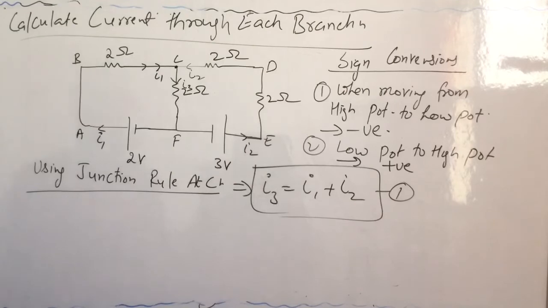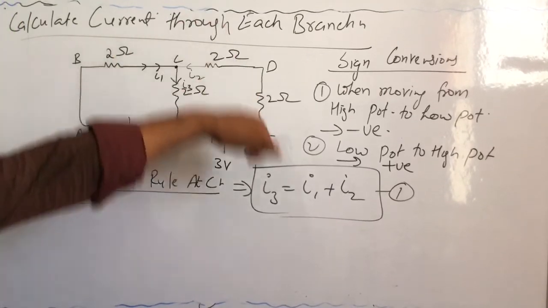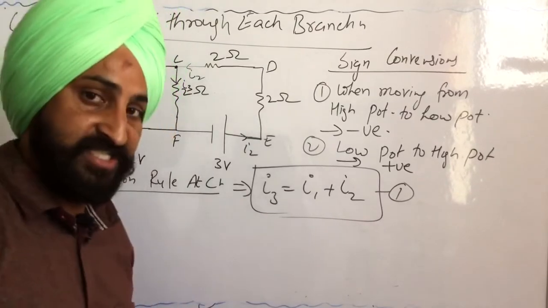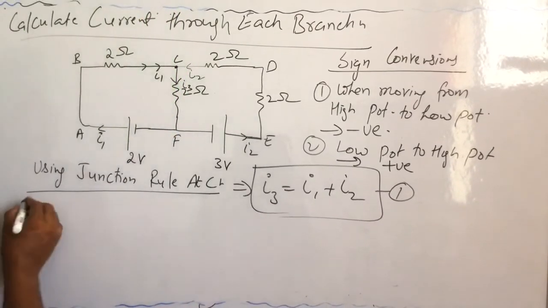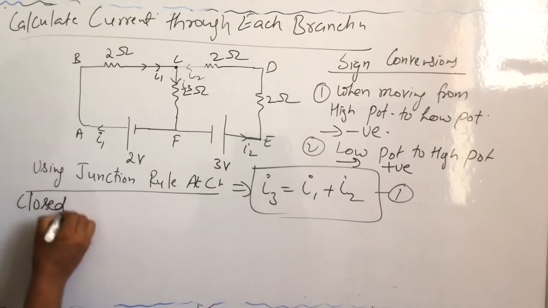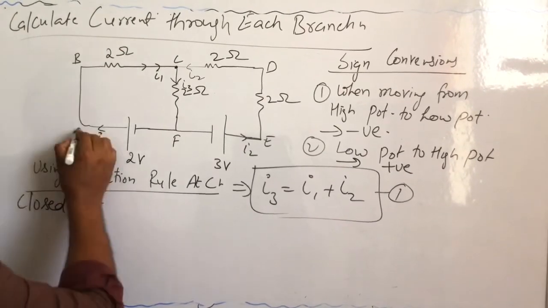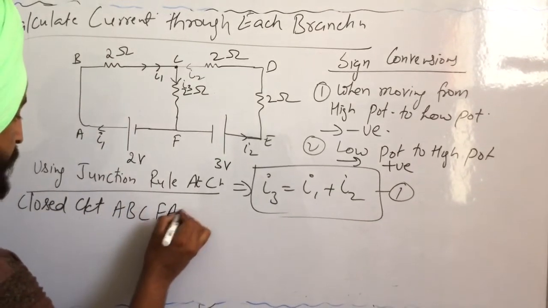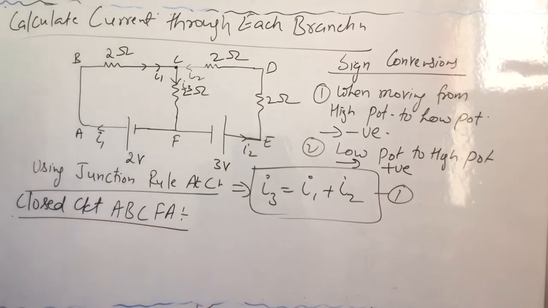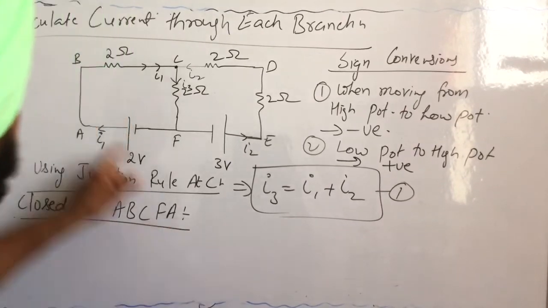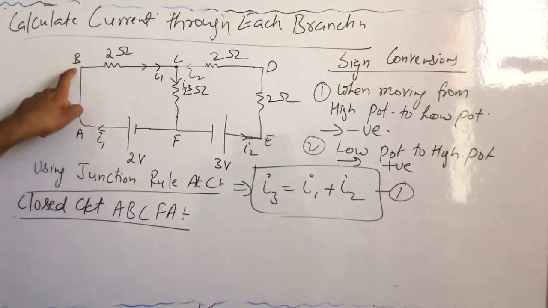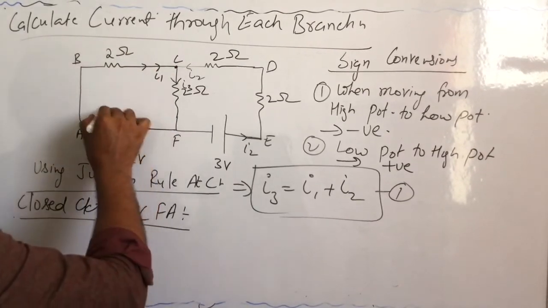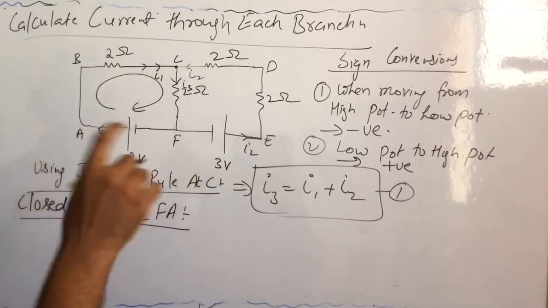Now we will be making some loops to apply the voltage law, because the voltage law is always applied in a closed loop, in a closed circuit. So firstly I will be taking the closed circuit A, B, C, F, A. Starting from A to B, B to C, C to F, F to E. So this is the closed circuit, and I will be moving in this direction, in a clockwise direction.